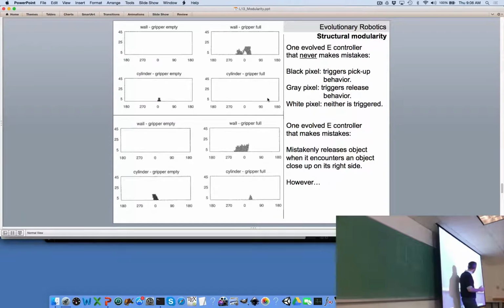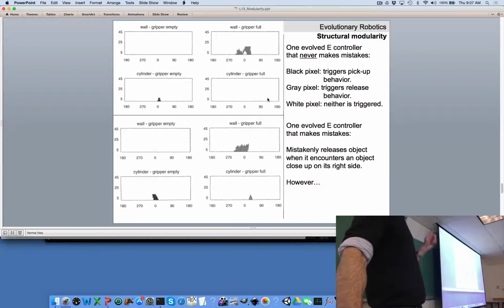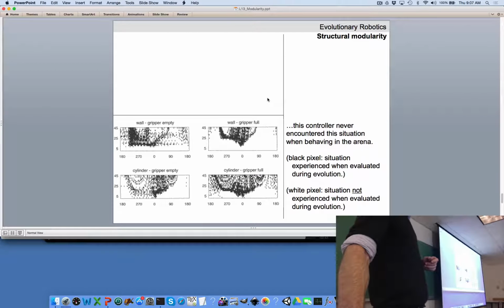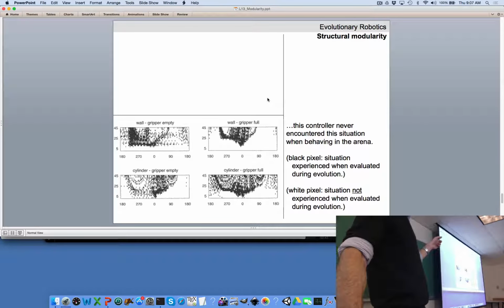However, if you pay attention to this area here, I'm going to flip back and forth between two slides. In this plot here, every black pixel shows that this evolved controller experienced that condition during evolution, and every white pixel says it never saw that condition during evolution. So why did it make these mistakes? It never saw that condition. That was a white spot. It's a white spot there, right? So the gray triangle there corresponds to white in this, right? So it never actually saw that condition during evolution, right?